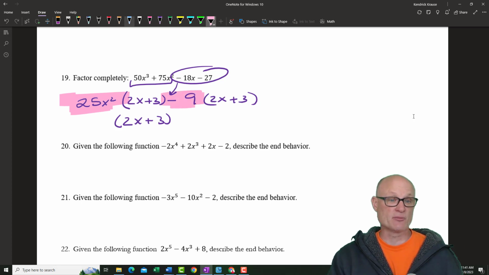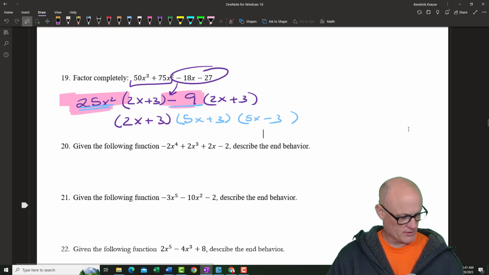Now in order to save a little bit of time, I'm just going to simply factor that right now. What makes 25x squared? 5x, 5x. What makes negative 9? Plus 3, minus 3. All right, knowing that one.